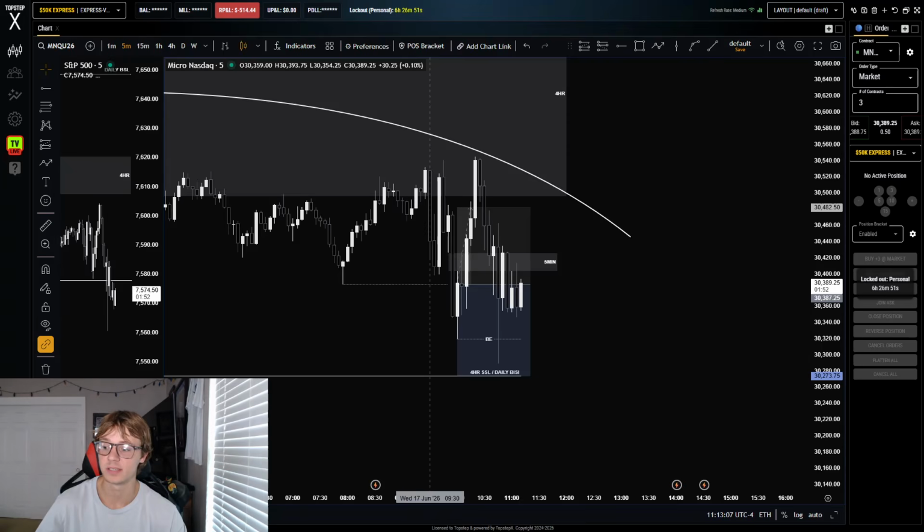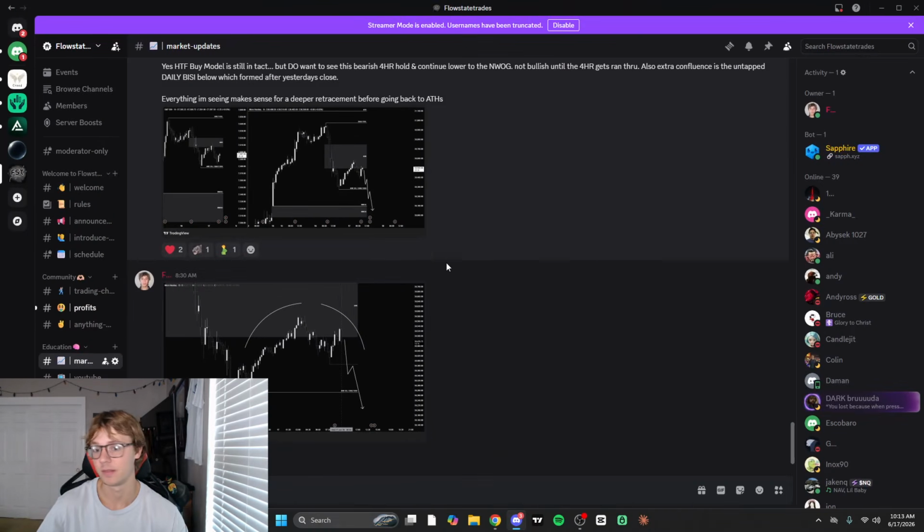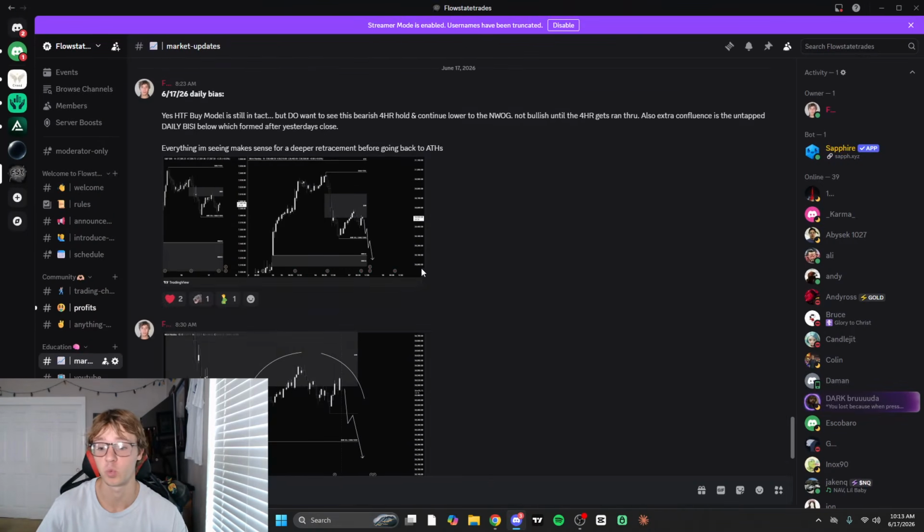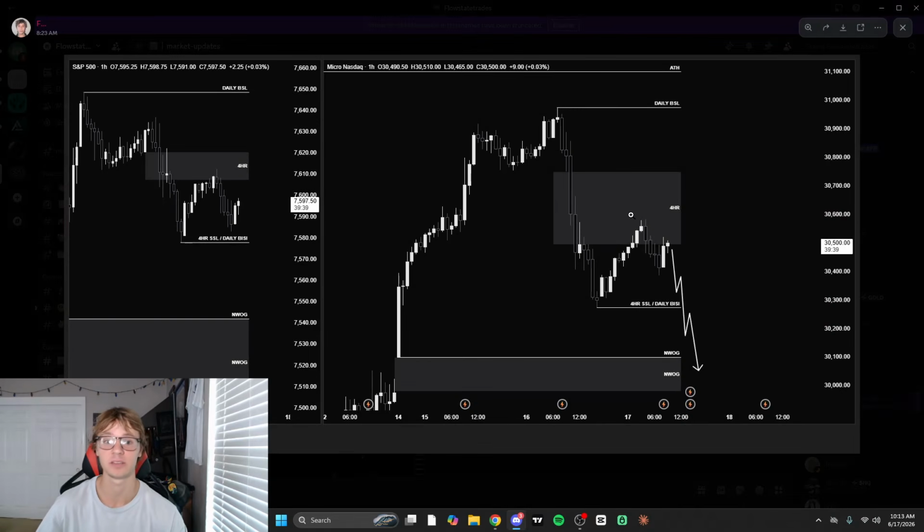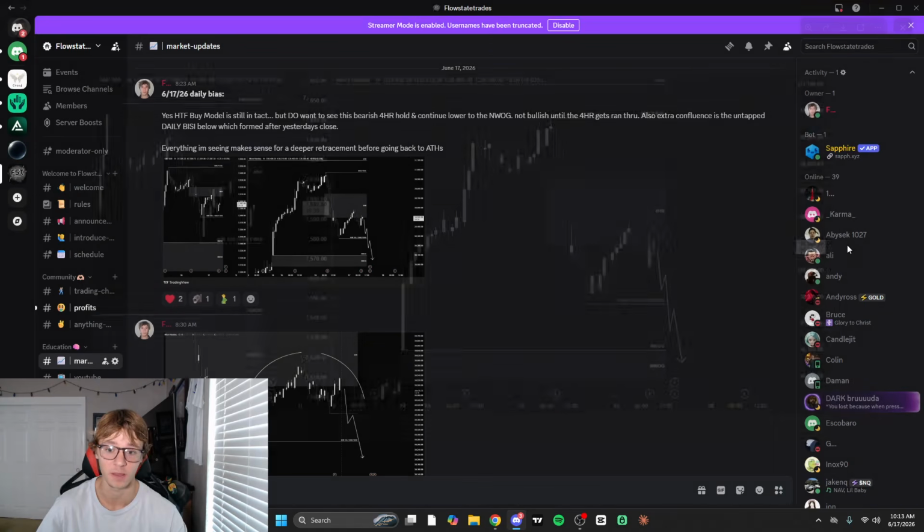Anyways, getting into the daily bias, getting into the chart executions, what I actually saw, which is what actually matters. This is what we looked like coming into the market open, holding this 4-hour gap. I wanted to see us continue to hold this 4-hour gap, take this liquidity, and potentially go take the new week opening gap. New week opening gap is a very strong draw on liquidity.